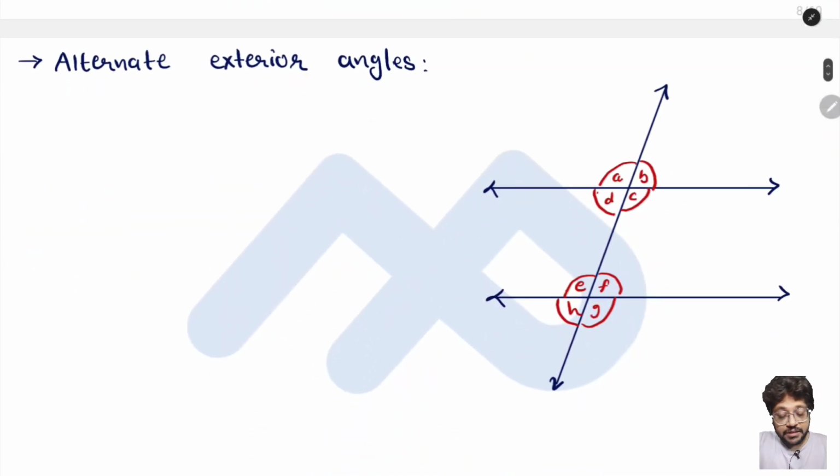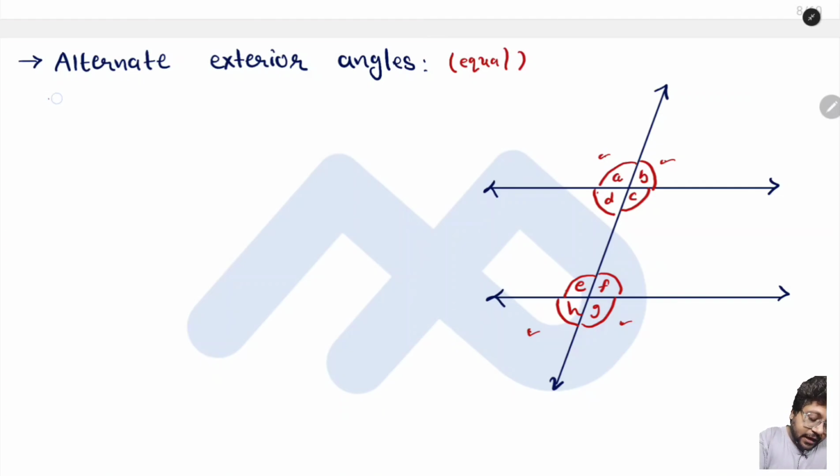Okay, now comes the exterior angles. As I already told you, these four are exterior angles, A, B, G and H. Out of them, the alternate exterior pairs are A and G, which are on the opposite side, as well as B and H, they are also on the opposite side and they are exterior also. And alternate exterior angles are equal.